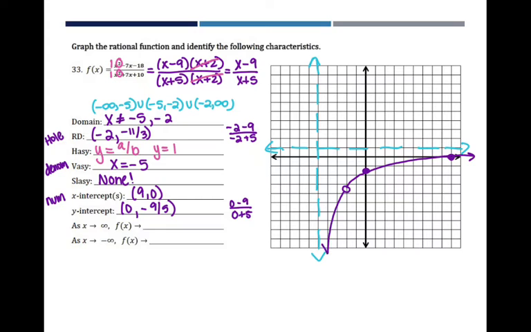It's going to head towards the asymptotes, and rational graphs always have multiple pieces. So since my vertical asymptote, I was going down on the left-hand side. Oh, that's the right-hand side. That means I'm going to be going up on the left-hand side. So there is your other piece.